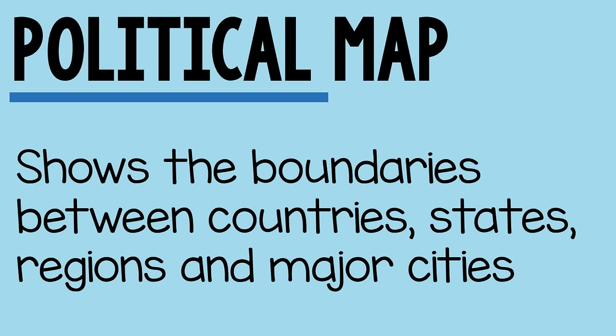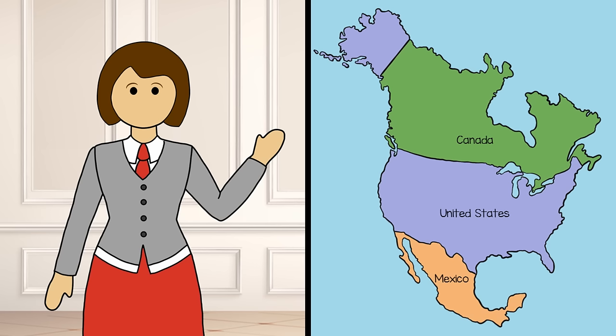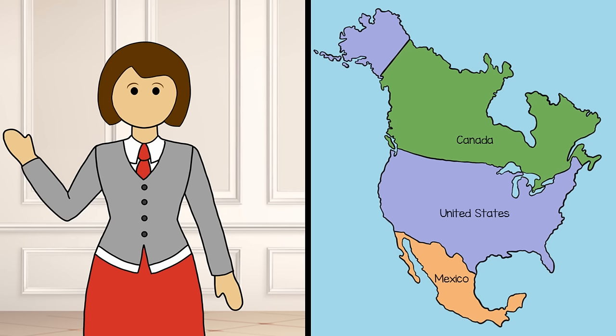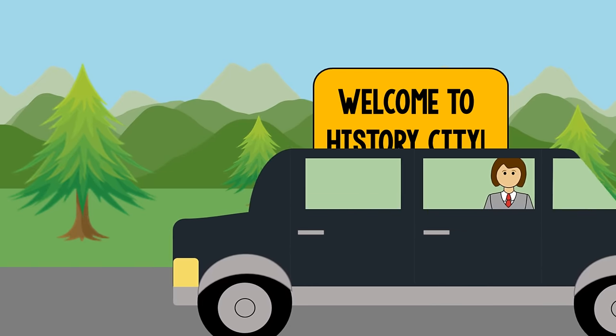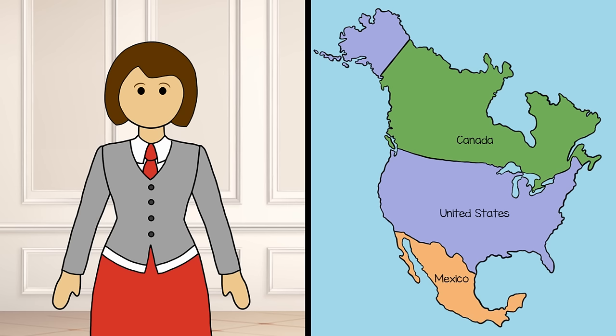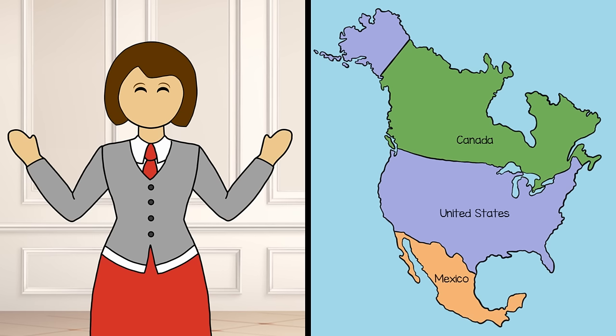Political maps show the boundaries between countries, states, regions, and major cities. They're useful for understanding the political landscape of a region and knowing where one place ends and another begins. Political maps can show other features too, like roads and waterways.